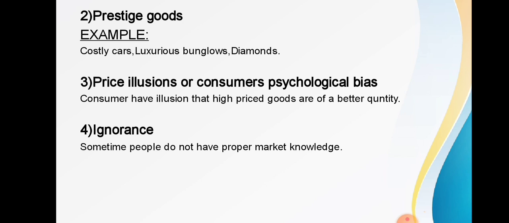Now let us come to the third part, that is the price illusion or the consumer psychological bias. The consumer has an illusion that high-priced goods are of better quality, therefore the demand for such goods tends to increase with the rise in price. Example, branded products which are expensive are demanded at the high price.